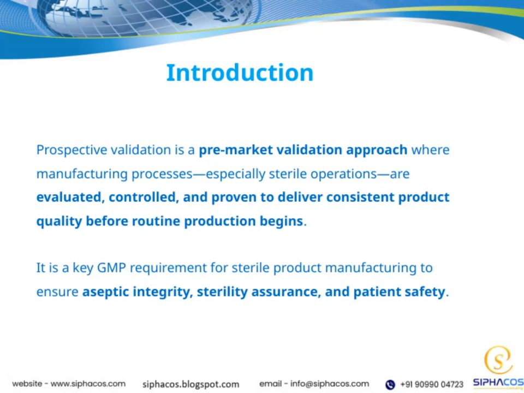Prospective validation is a crucial part of the pre-market process. It involves evaluating, controlling, and proving that manufacturing processes, especially sterile operations, can consistently deliver high-quality products before we start routine production. This step helps ensure that everything is working as it should and that the process is reliable. It's also a key requirement under good manufacturing practice standards, particularly for sterile products. This is because maintaining aseptic integrity and sterility assurance is vital for patient safety.